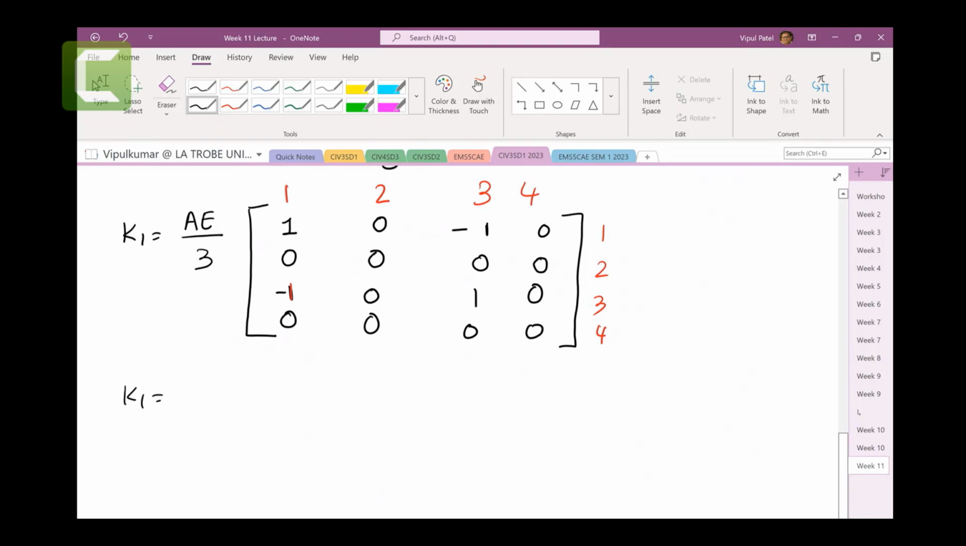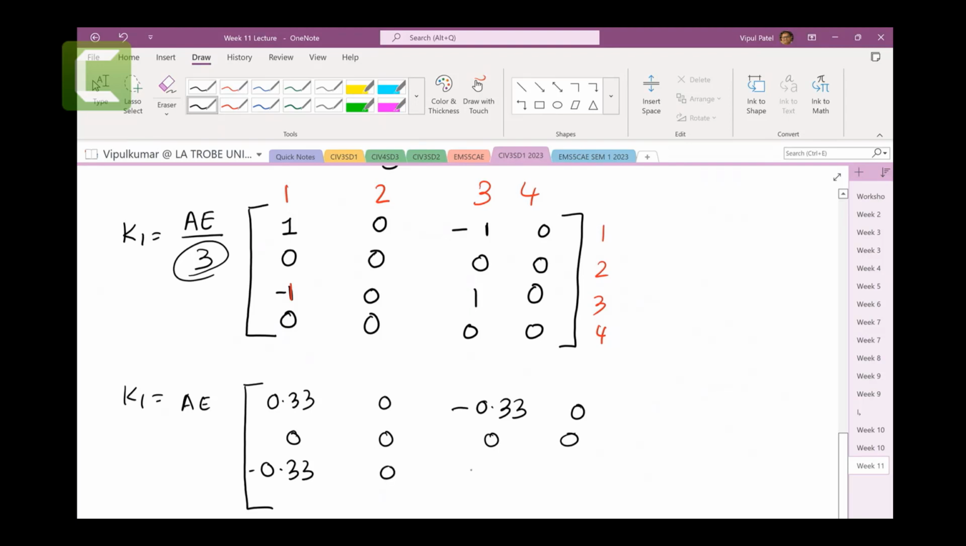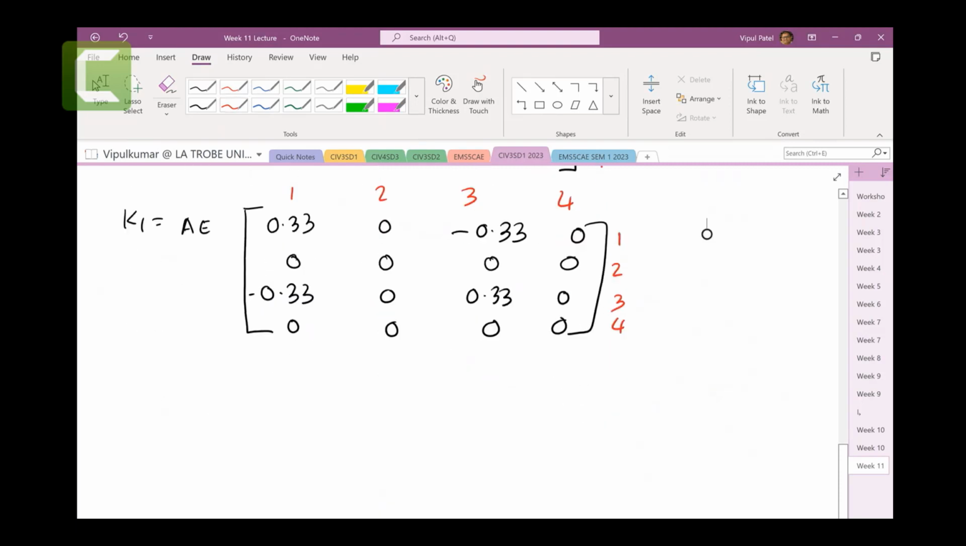So K1 is equal to AE over 3, 0.33, 0, minus 0.33, 0, 0, 0, 0, 0. I'm just dividing by these 3 all the way. 0.33, minus 0, 0.33, 0, 0, 0, 0, 0. And your 1, 2, 3, and 4. I will give you the Excels. You are going to like the Excel one. So that is the element number 1.